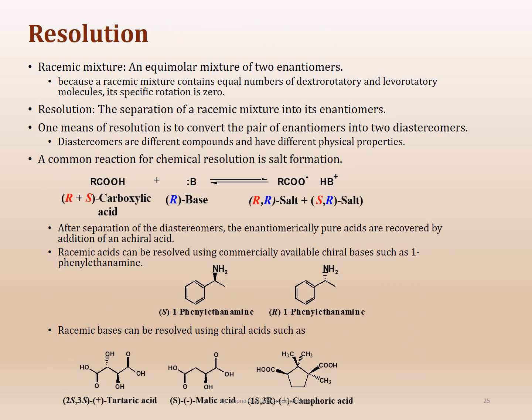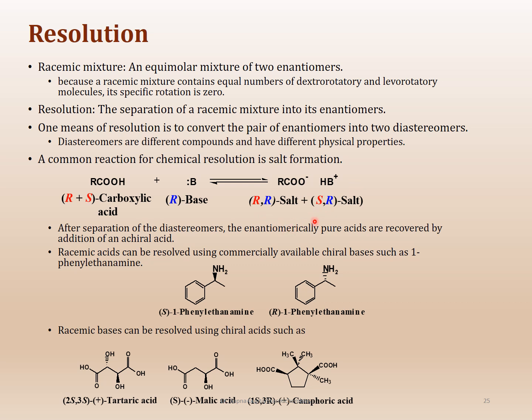And here's resolution. Resolution is trying to separate a racemic mixture into equal amounts of enantiomers, because a racemic mixture is a 50-50 mixture. So resolution is a technical name given to the separation of a racemic mixture very specifically. It's for stereoisomers. What you do is you take a pair of enantiomers and convert them into diastereomers. Once you have the diastereomers, now you can separate them on the basis of physical properties.